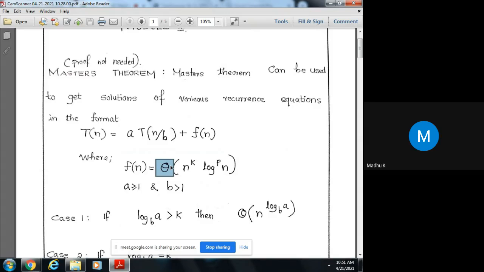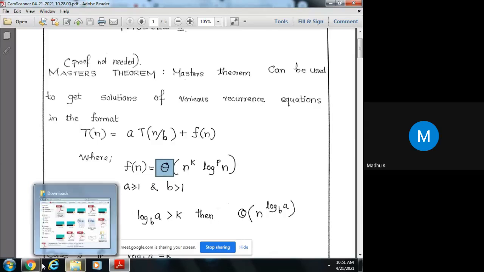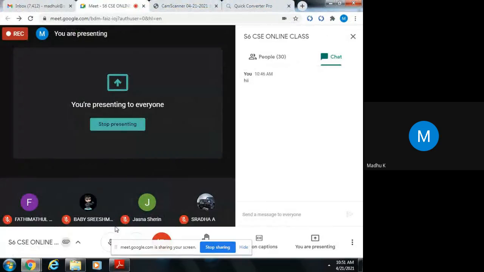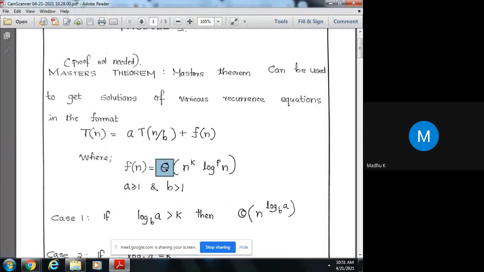We know the different asymptotic notations used. One is big O notation, second is theta notation, third is big omega notation, fourth is little o notation. There are different notations for expressing the asymptotic complexity. So this is just a notation.